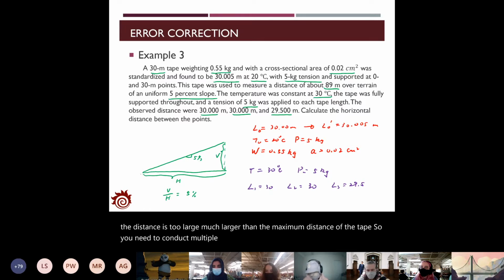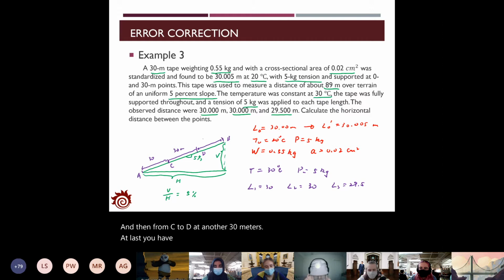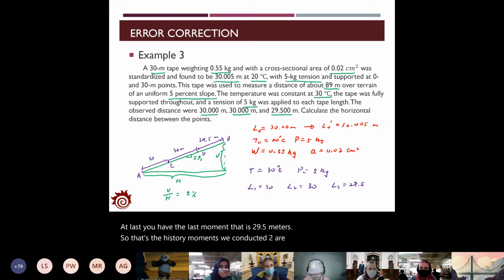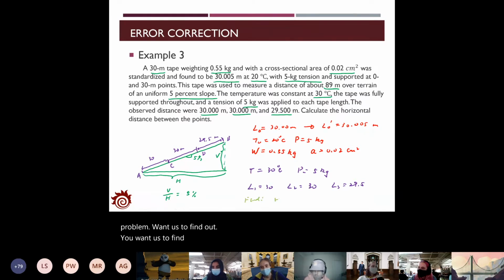So you first measure from, say, point A to point B. First measure from A to C, and the distance is about 30 meters. And then from C to D, it's another 30 meters. At last, you have the last measurement that is 29.5 meters. So that's the three measurements you conducted for the slope. And the problem wants us to find out what's the horizontal distance.